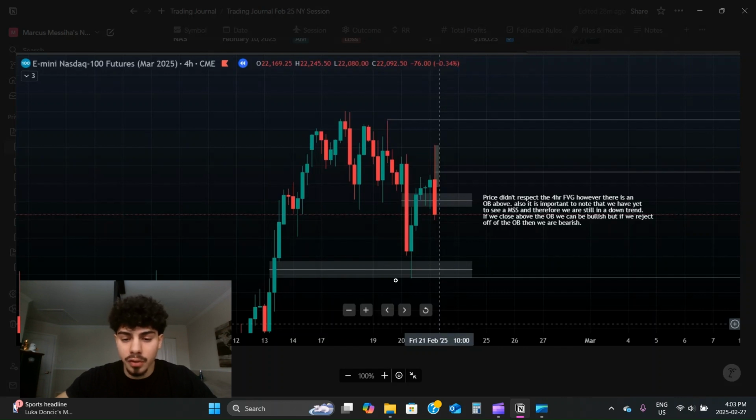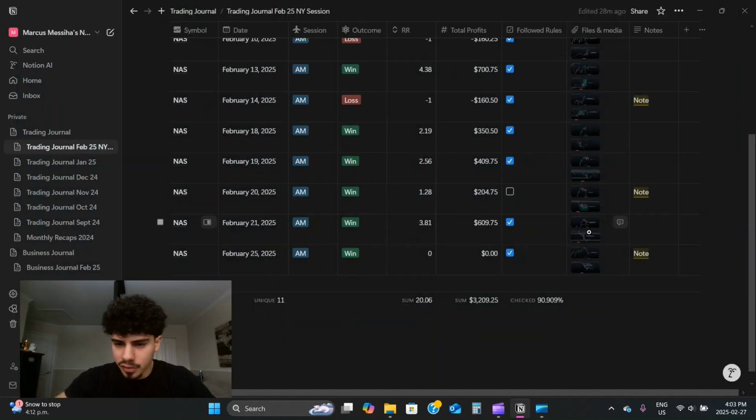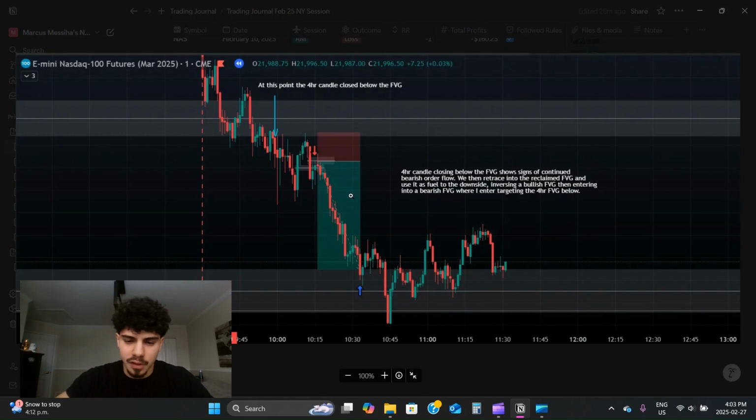And if you were even more greedy, which I know some of y'all are, you're probably taking it at this low here. And obviously, we could see both of those actually ended up playing out. So y'all greedy ones would have worked and you would have hit all your TPs. But for me, bro, 3.81 risk to reward is definitely good enough. It's a big trade. So I'm happy with that.